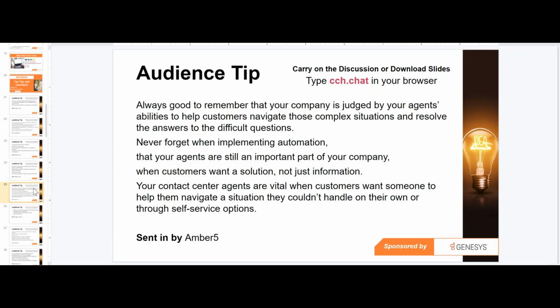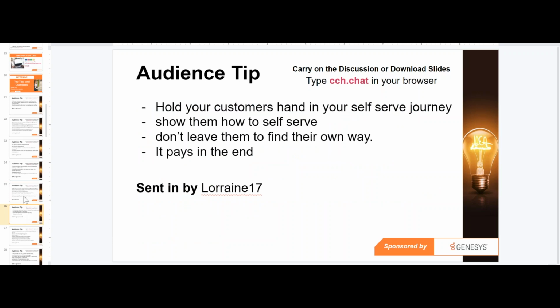But yeah, another tip now from Amber, who says, always good to remember that your company is judged by your agent's abilities to help customers navigate those complex situations and resolve the answers to difficult questions. Never forget, when implementing automation, that your agents are still an important part of your company. When customers want a solution, not just information, your contact center agents are vital when customers want something to help them navigate a situation they couldn't handle on their own or through self-service options. I think that's a very nice lesson for all of us to carry forward.